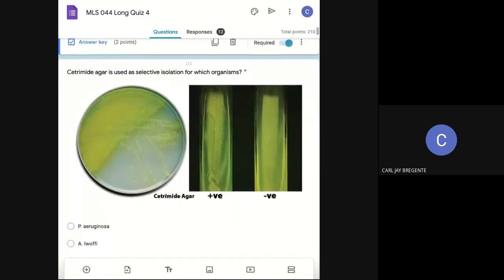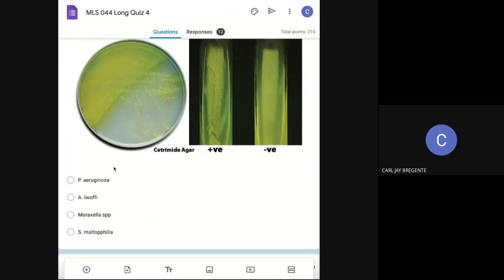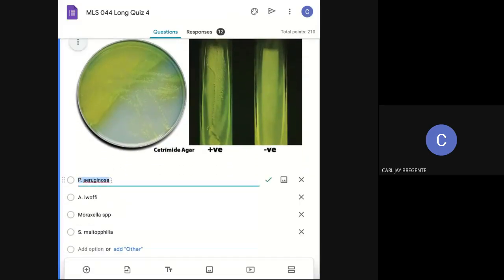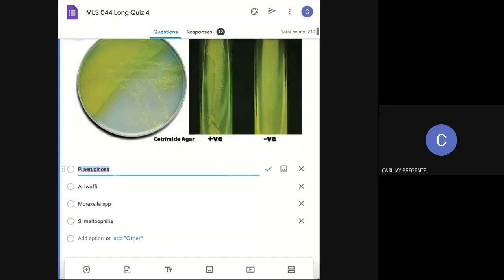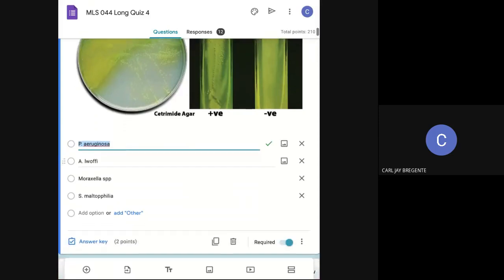Citramide agar. Citramide agar is commonly used for Pseudomonas aeruginosa to detect the pigments. So, for pigment, para maklaro nimo ang pigment sa iya, citramide agar ang gamiton.